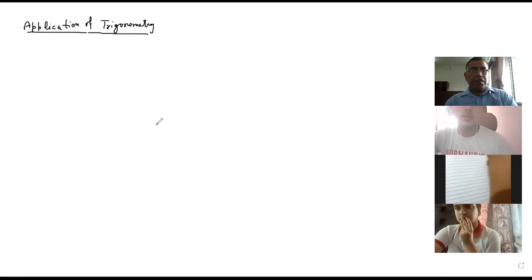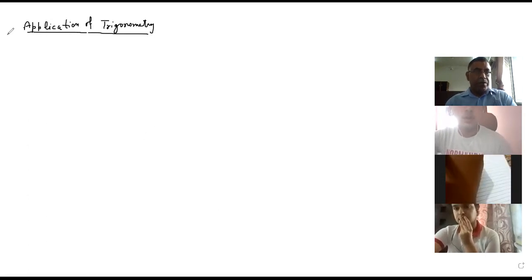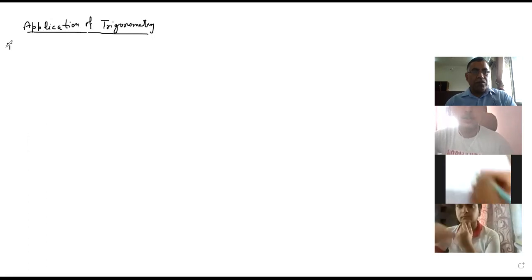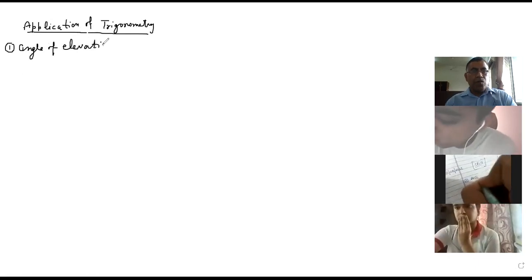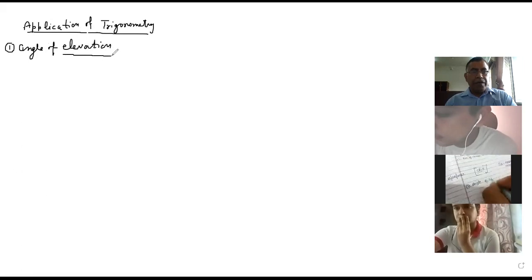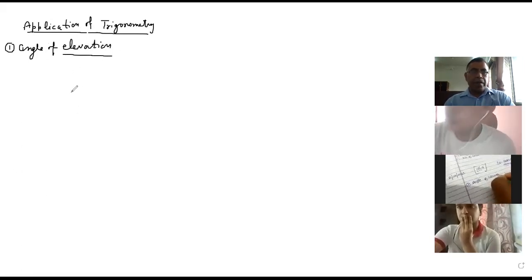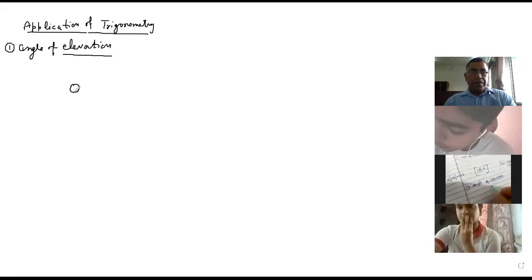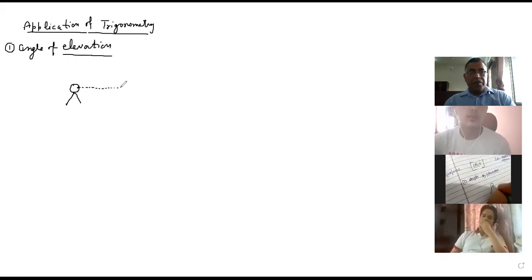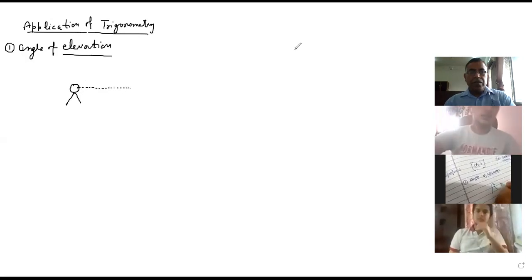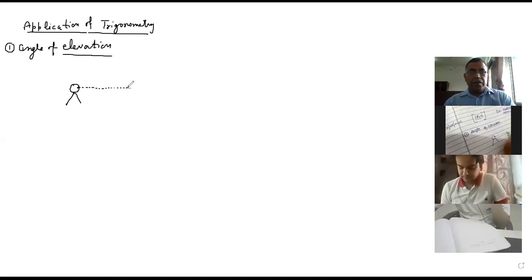Before discussing the concept of application of trigonometry, I'm going to discuss with you two concepts. One concept is angle of elevation. What do you mean by angle of elevation? See, this is a person and this is the eye of the person. When this person sees an object which is in front of this man or girl, this is called line of sight.